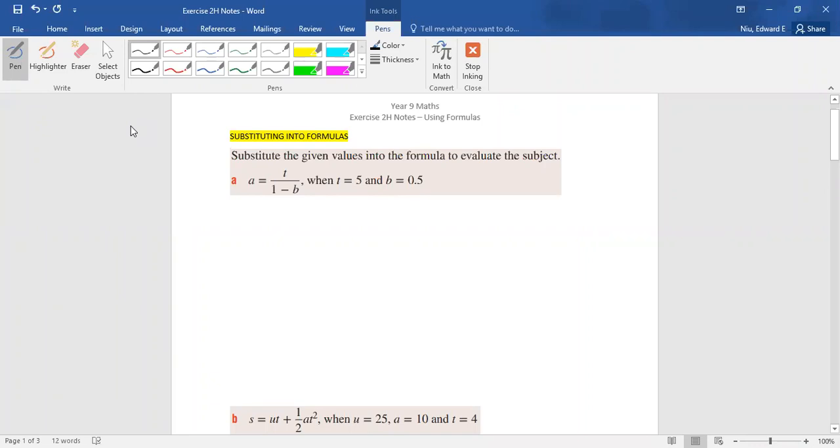Today we're going to take a look at how to use formulas and how to substitute values into formulas. I'm sure you've done this before in Year 8 when you had to do the measurement topic where you have area formulas, volume formulas, same thing, but here we've got some more abstract formulas. Okay, so let's take a look at the first example and let's see if we can make sense of it.